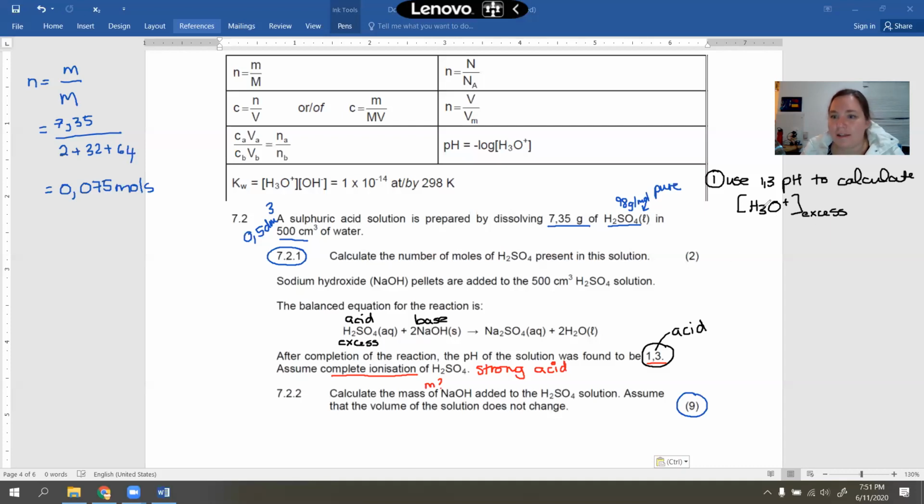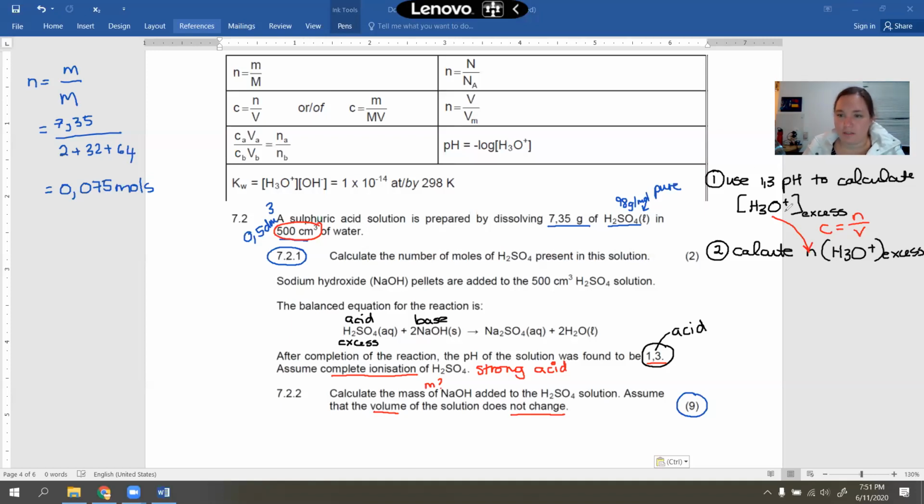I'm going to calculate the H3O+ excess. The second thing that I'm going to do is calculate the number of moles of H3O+ in excess. The way I'm going to do that is I'm going to take this value and use the equation: concentration is number of moles over volume. I know the volume because it's given over there, and we were told that the volume of the solution does not change. Okay, so these are my steps for going backwards.